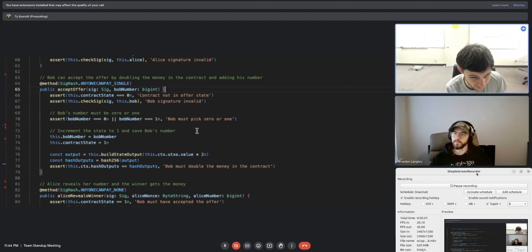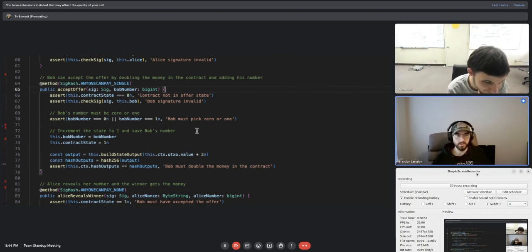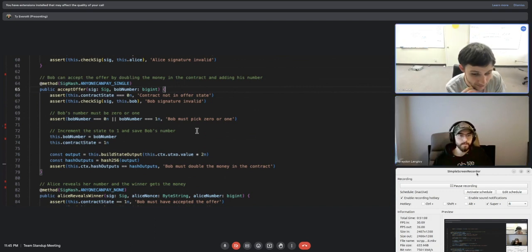And does Bob know the number provided by Alice at the time he picks his number? Nope. And we covered why not, because it's blinded. So the first two assertions that are made: the first one makes sure that this contract is in an offer state, otherwise it shows an error. The second one is that the signature provided is actually from Bob, based on the public key that's provided at the beginning by Alice. Next, Bob's number has to be constrained to 0 or 1.